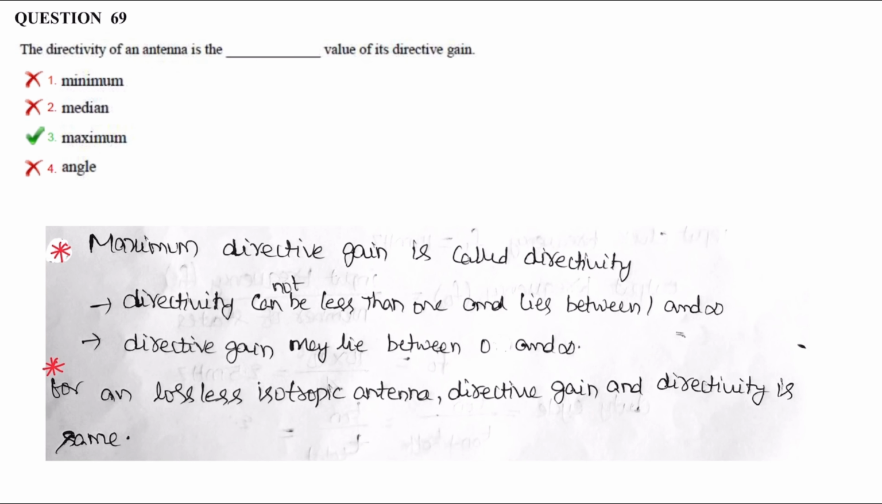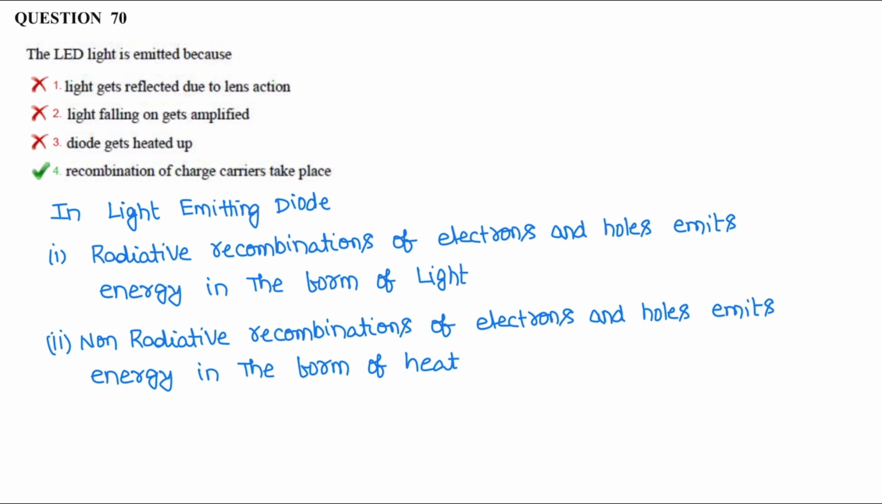Question number 69. The directivity of antenna is dash the value of its directive gain. So directivity of antenna is the maximum value of directive gain. So we know maximum directive gain is called directivity. Directivity cannot be less than 1 and it lies between 1 to infinity, whereas directive gain may lie between 0 to infinity. For a lossless isotropic antenna, directive gain and directivity are the same. Correct answer option 3.